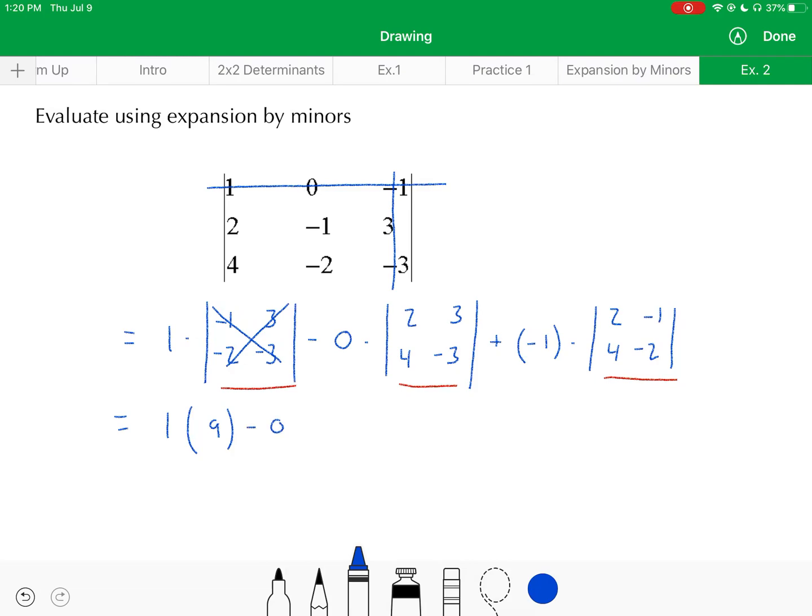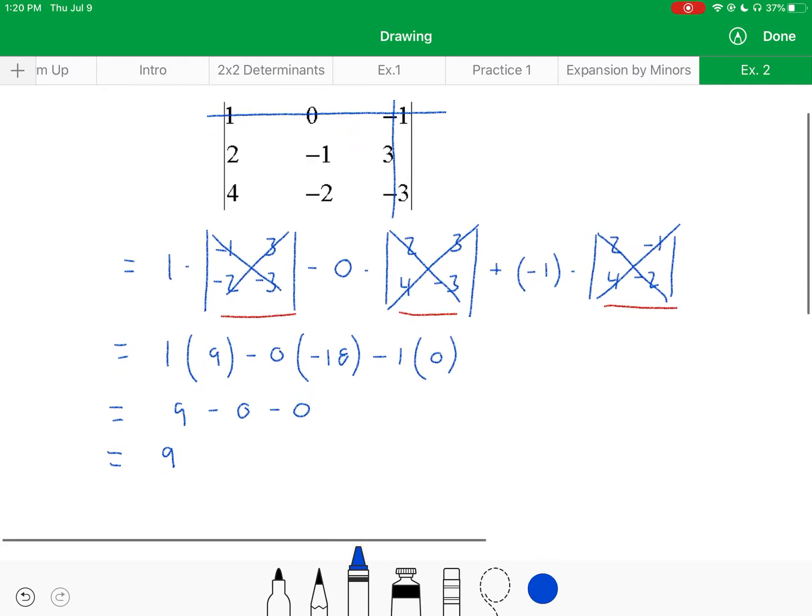Okay, and then -0 multiplied by the product of 2 and -3 subtracted by the product of 3 and 4, which is -18. And then plus -1, or you can just say -1 multiplied by the product of 2 and -2 subtracted by the product of -1 and 4. That's going to be 0. So in the end, this leads you to 9 minus 0 minus 0, or 9.